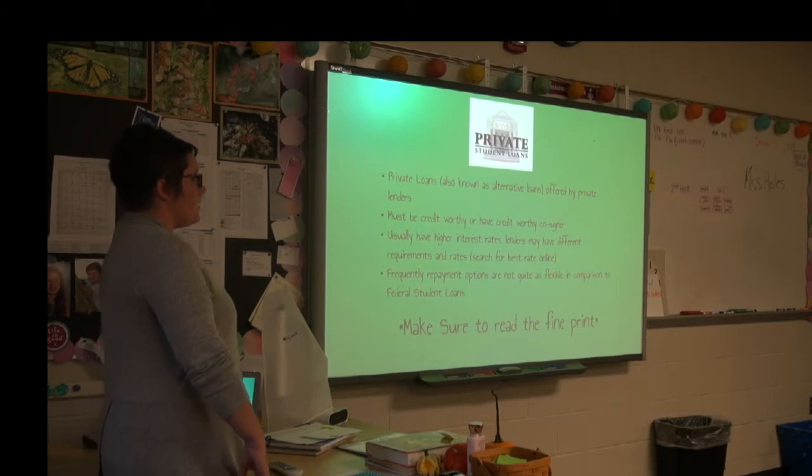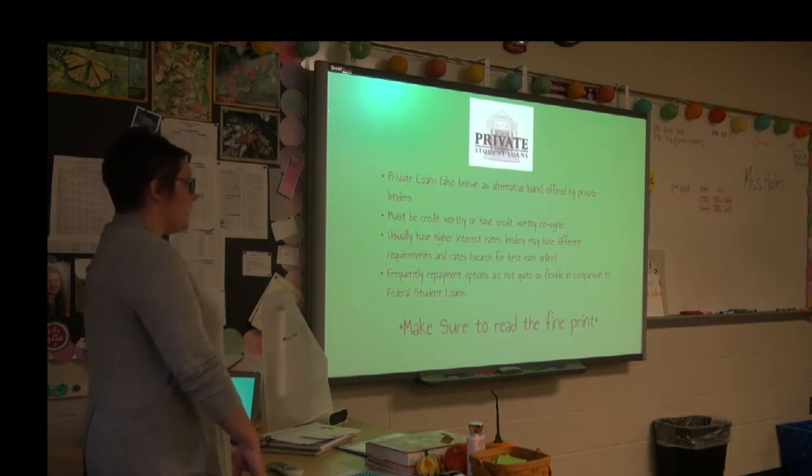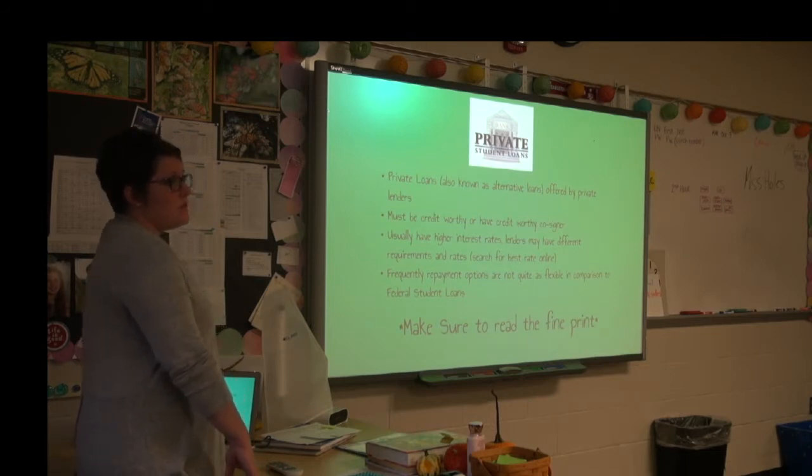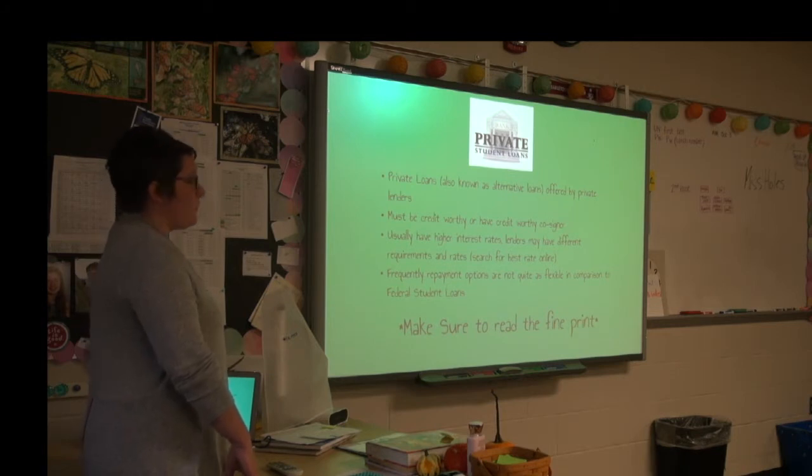Just make sure you check into things. A lot of times, private student loan interest rates are higher. They might not have as much flexibility when it comes to repayment. So just check them out really well, make sure you're comfortable with whomever you're borrowing from, whether it's the federal government or private student loans.